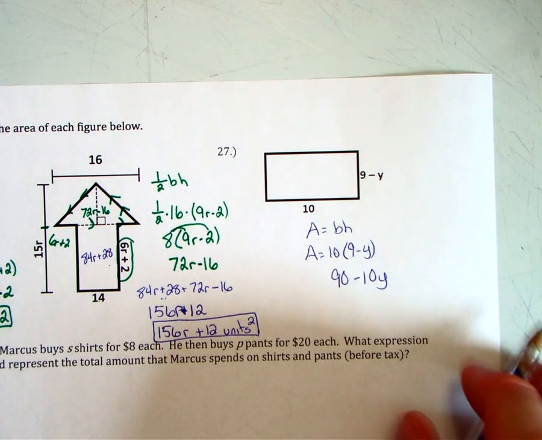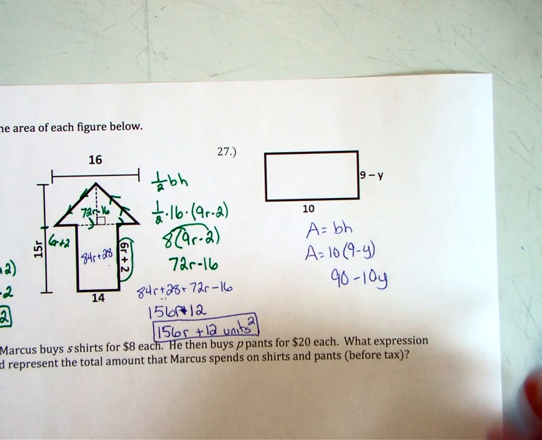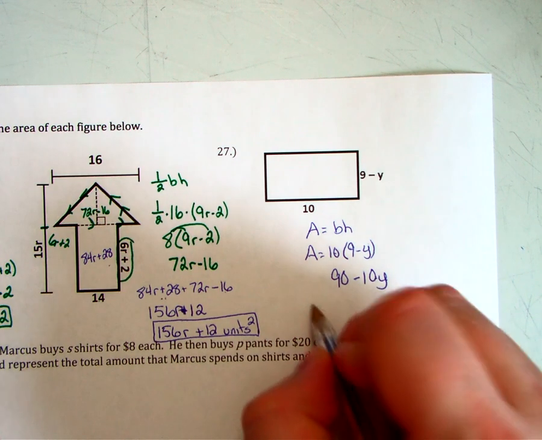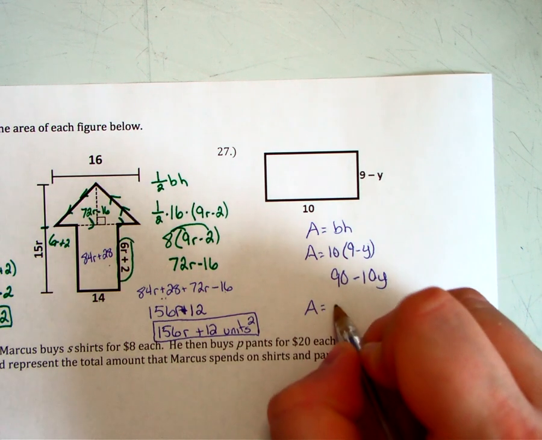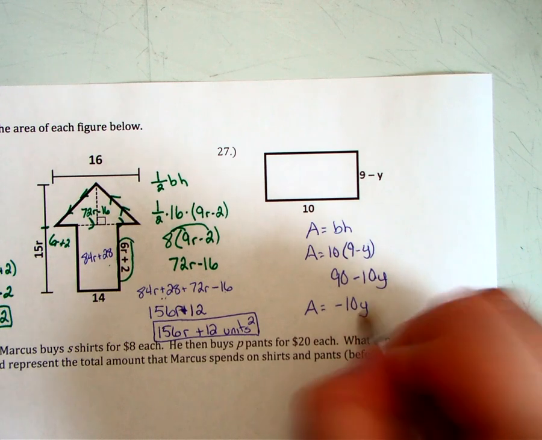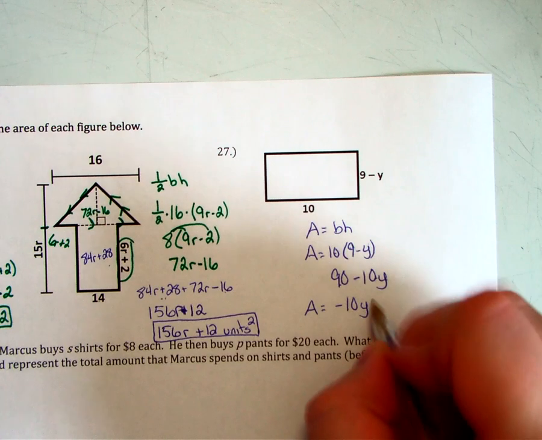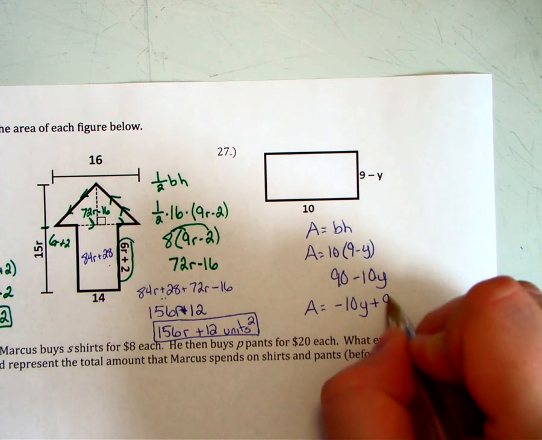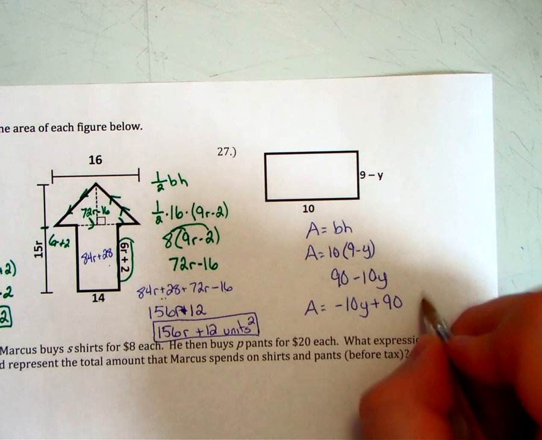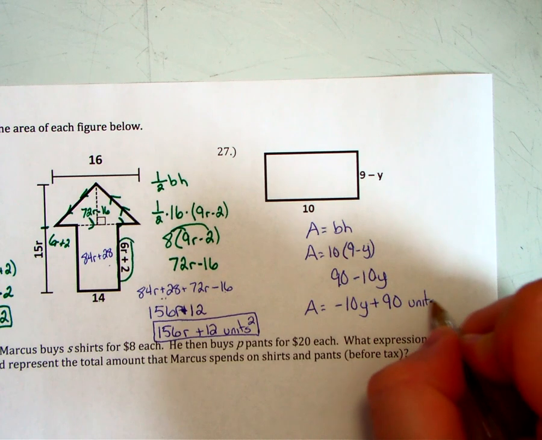Now we do generally prefer for a coefficient and variable to be in front of the statement. So the area would be equal to negative 10y. And our 90 is currently positive because there's no sign in it. So plus 90 units squared.